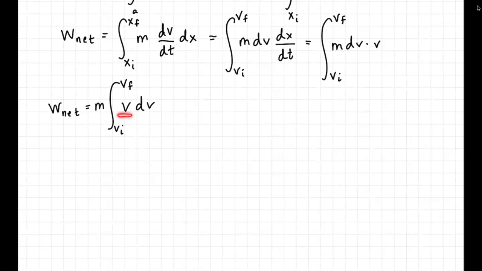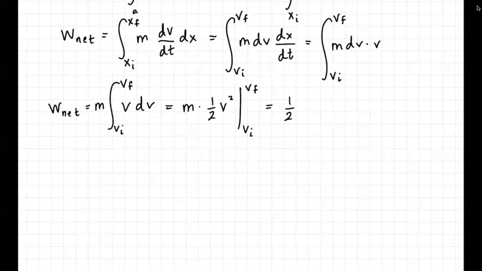We've got v here integrated dv. And that's nice, so let's do it. So we're going to get m times 1/2 v squared, lower bound vi, upper bound vf. So let me just expand that all the way out, 1/2 m vf squared minus 1/2 m vi squared. All right. This is really cool. Let me do a little work and explain why.